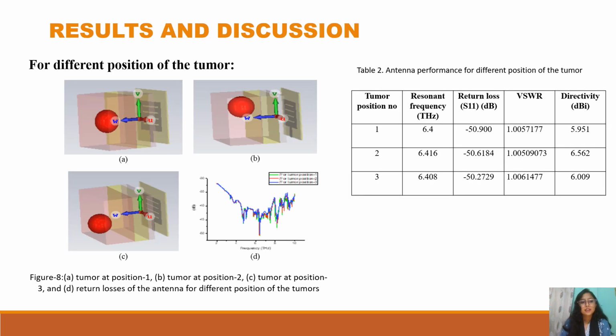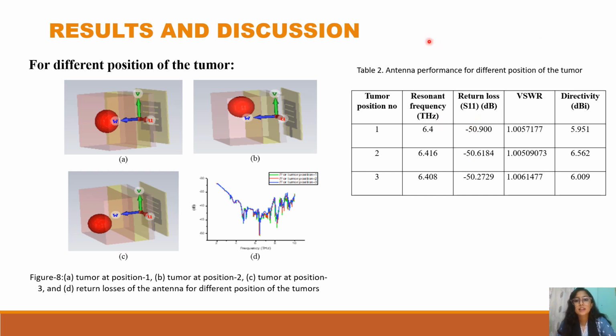So the next slide is about the different positions of the tumor. Here in figure 8a, we can see that the tumor position is at the center, and in 8b we can see that the tumor is in the upper portion of the phantom, and in figure 8c we can see that the tumor is in the bottom portion of the phantom, and figure 8d shows the return loss of the antenna for different positions of the tumors.